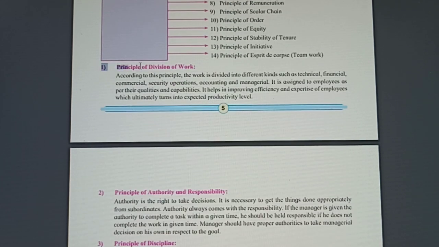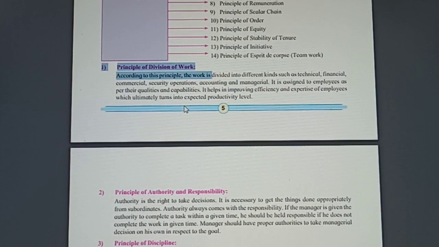Principle of division of work. First principle given here is the principle of division of work. It is said that you should divide all the work between the employees thoroughly, which we have to follow. This principle of division of work: it is assigned to employees as per their qualities and capabilities.